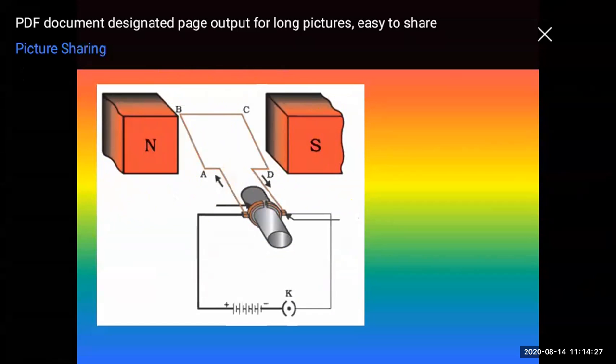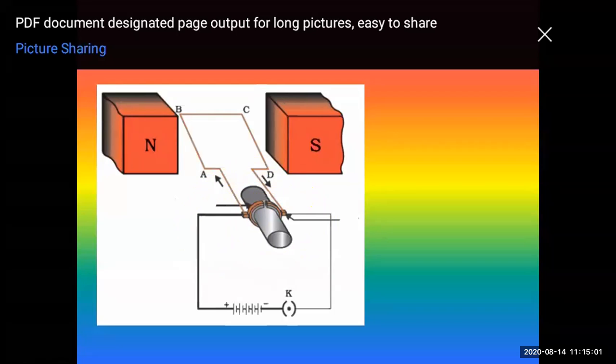The two ends of the loop are connected to the two halves X and Y of the split ring. You can see X and Y over here. These are the split rings. The two halves of the ring have an insulating coating on the inner surface and are tightly fitted on the axle. The two halves of the split ring X and Y have the outer conducting surface in contact with the two stationary carbon brushes E and F. Here you can find E and F, which are the carbon brushes.